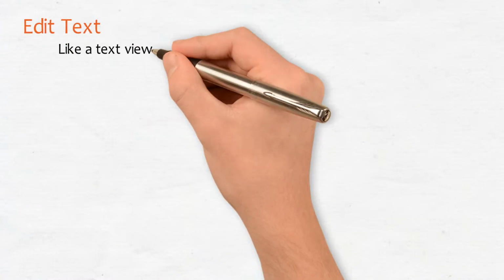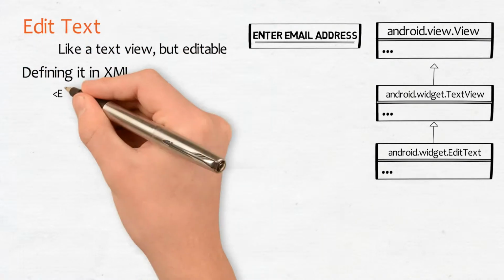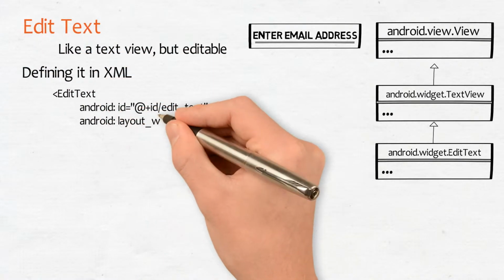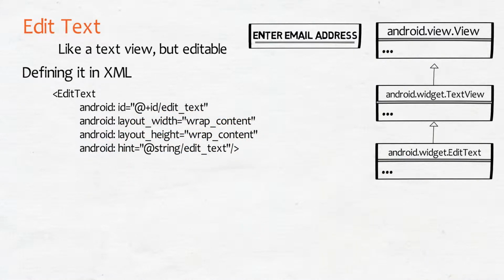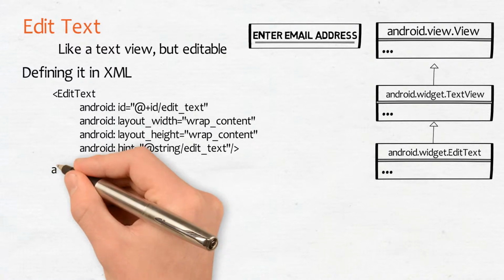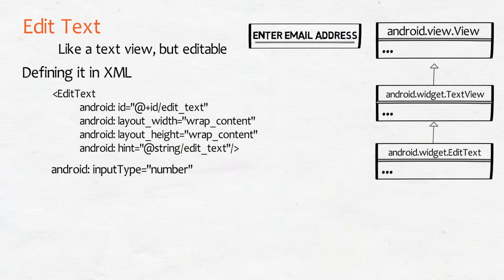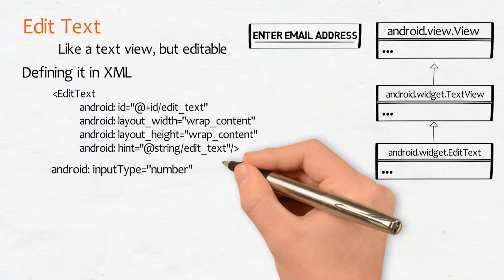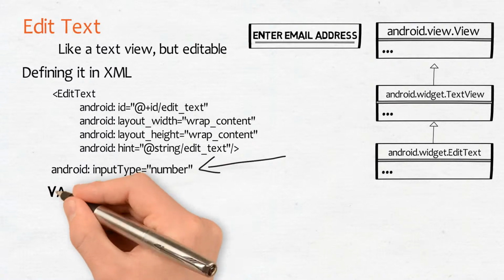EditText, like a text view but editable. You define an editable text view in XML using the EditText element. You use the android:hint attribute to give a hint to the user as to how to fill it in. You can use the android:inputType attribute to define what type of data you are expecting the user to enter so that Android can help them. As an example, if you are expecting the user to enter numbers, you can use android:inputType equal to number to provide them with a number keypad.